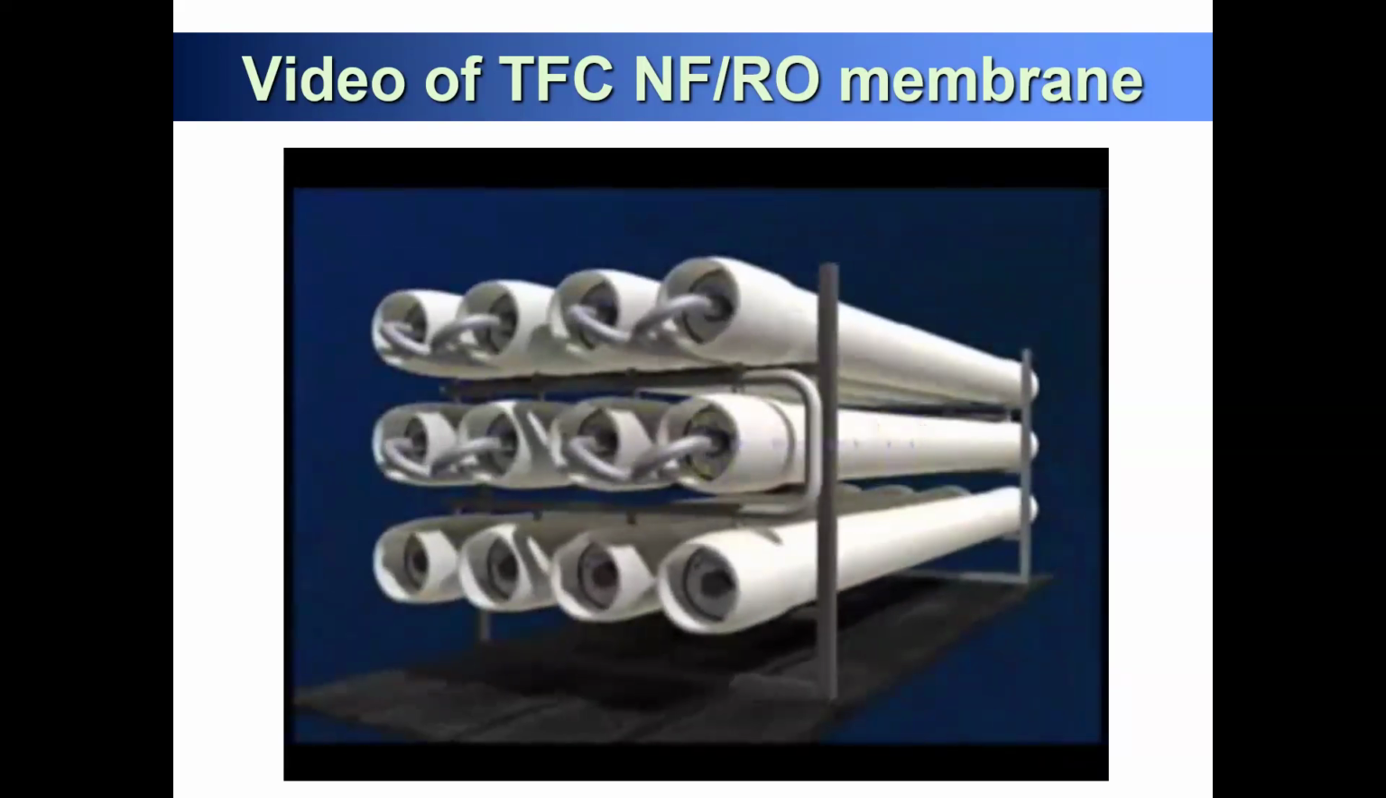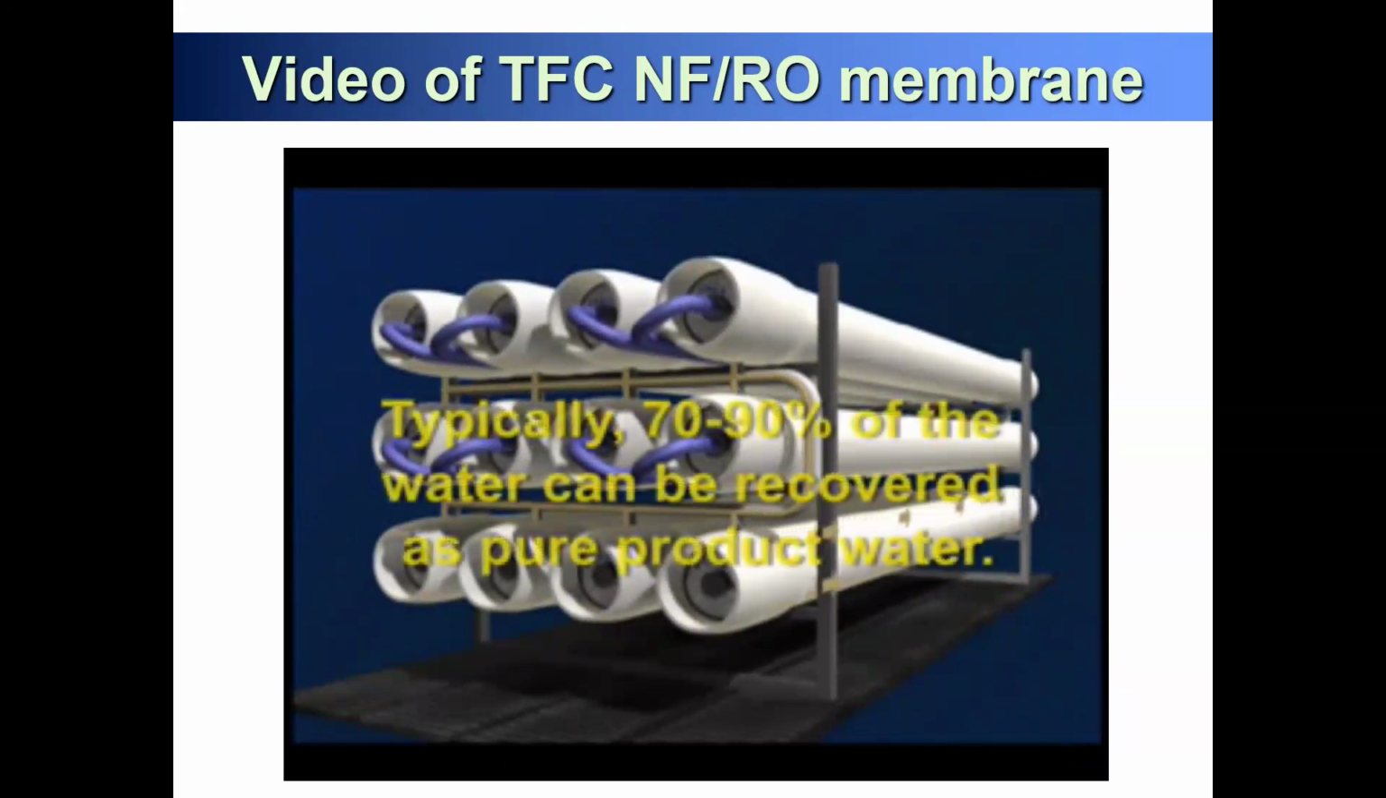Typically, 8 to 10% of the water is removed in one 40-inch long membrane element. The permeate water then flows out the end of the vessel and is collected as the product. And the reject or concentrate from that vessel may then flow through another vessel producing more permeate. The remaining concentrate may then be disposed of as waste or partially recycled as the feed. Typically, 70 to 90% of the water can be recovered as pure product water.